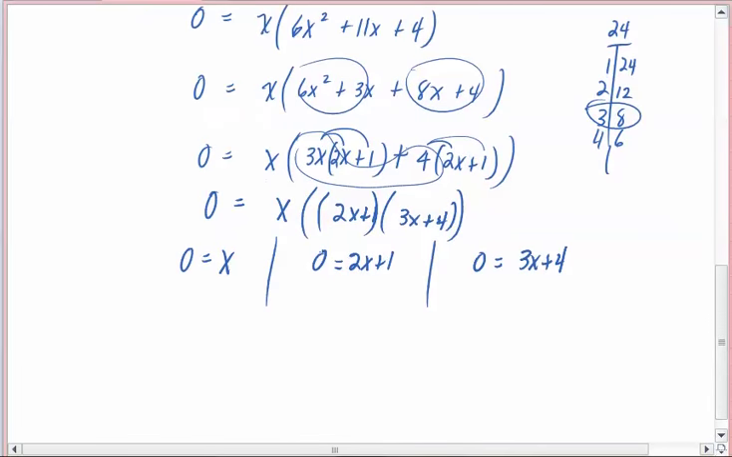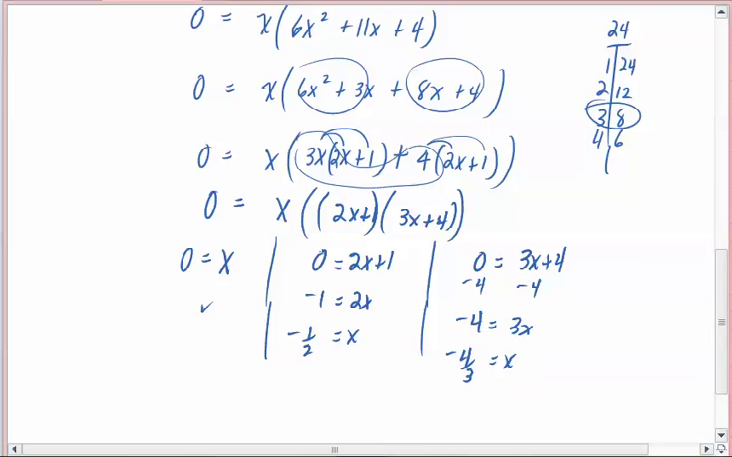Okay, let's see, that one's already finished. And minus 1, and I get x is negative a half. I also go minus 4, negative 4 is equal to 3x, and I get x is negative 4/3. All right, so there are my 3 answers.